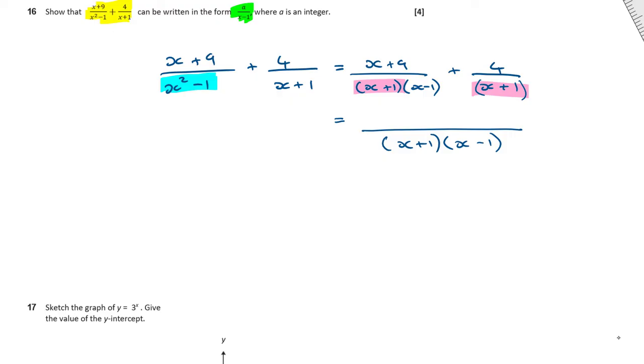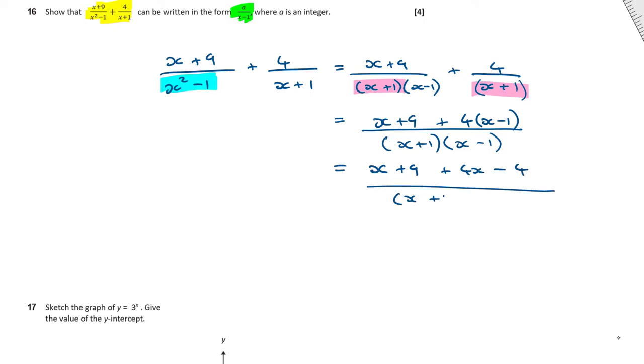Okay, now that denominator is the same as the denominator on my left, so that simply gives me x plus 9 over here. But on the other side, I would need to multiply 4 by x minus 1 to get 4 times x minus 1 over x plus 1, x minus 1. So on this side, I'm going to get 4 times x minus 1, like that. Okay, right, let's simplify what we've got in the numerator now then. So x plus 9 plus 4x minus 4 over x plus 1, x minus 1.